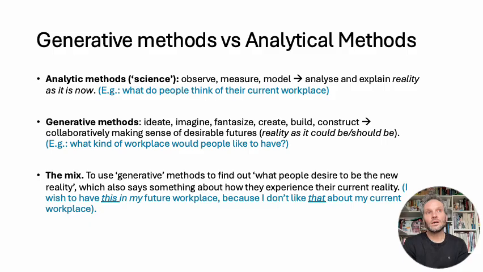So, an example of that is, okay, I wish to have this in my future workplace because I don't like that about my current workplace. Then you get the mix, actually, right? So you can use generative methods to find out possible futures, but then the next step is you can also use generative methods to find out what they actually don't like about the current situation.